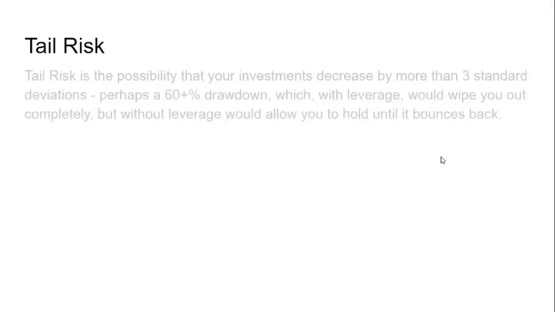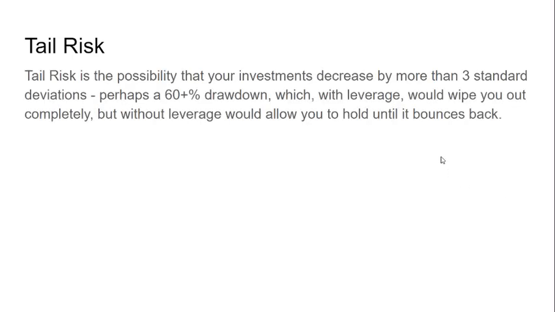Tail risk is the possibility that your investments decrease by more than 3 standard deviations, which might mean a 60% drawdown. With leverage, that could wipe you out. But without leverage, you can just hold until it bounces back. Okay. The financial crisis was an example of this.